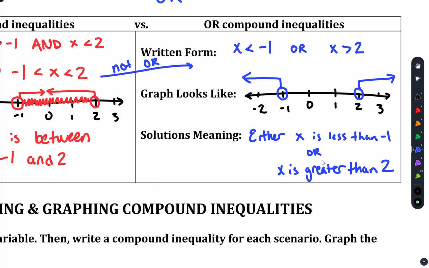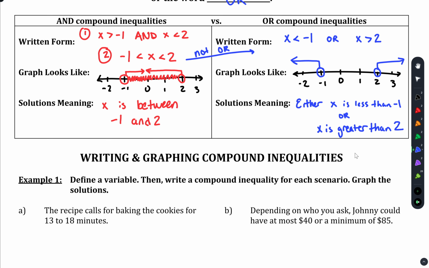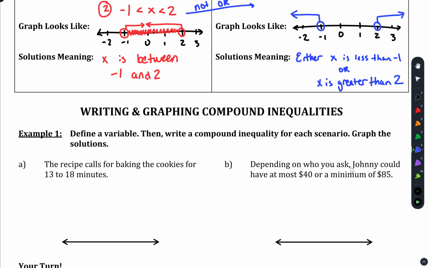Okay, so let's now focus on writing these compound inequalities and graphing them. In example 1a, it says the recipe calls for baking the cookies for 13 to 18 minutes. Should we cook the cookies less than 13 minutes? No. Should we cook the cookies for more than 18 minutes? No. Probably not, right? The sweet spot is somewhere in between 13 and 18 minutes. So that means if I'm looking at something between, that's going to be an "and" compound inequality.